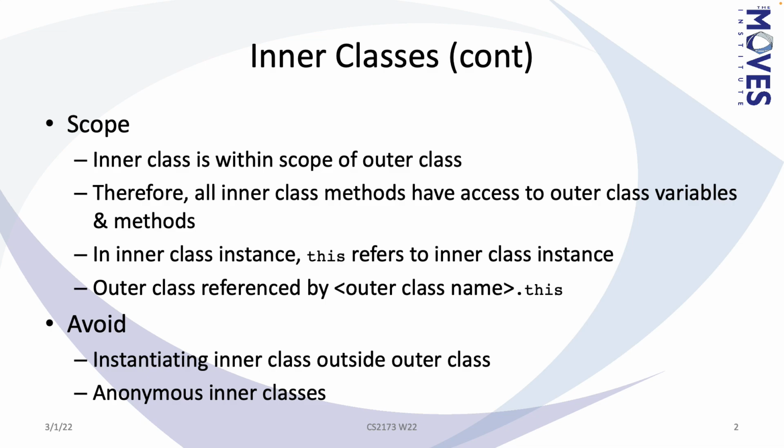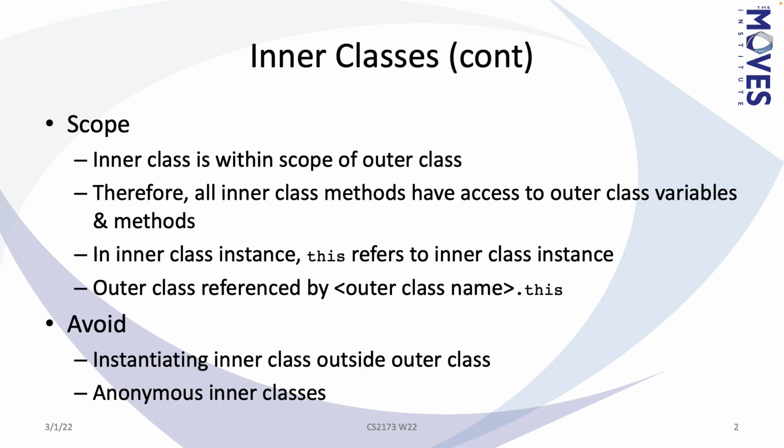Now, everything that we've talked about scope applies here as well. Remember that the rule of scope is kind of within curly braces. So the inner class is within the scope of the outer class, and therefore all of the inner class methods have access to the outer class variables and methods, and actually vice versa.